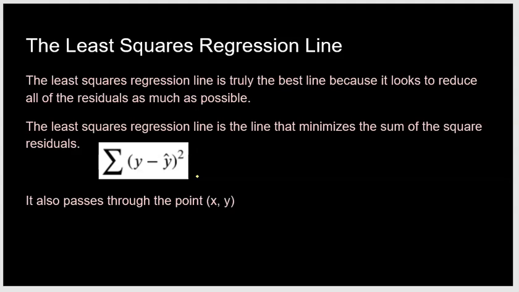Now, it's never going to be zero. It can't be zero because you're squaring numbers. When you square numbers, A, you're going to get bigger, B, you're going to be positive. And you add them all together, you're only going to get bigger. But the point I'm trying to make is that the sum of the square residuals for the best line is the smallest.